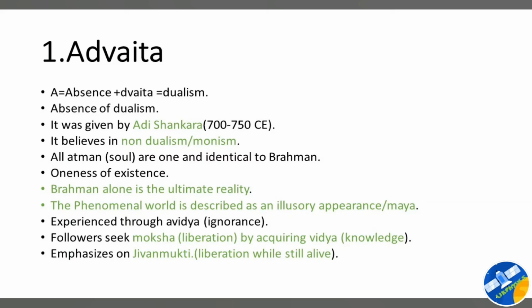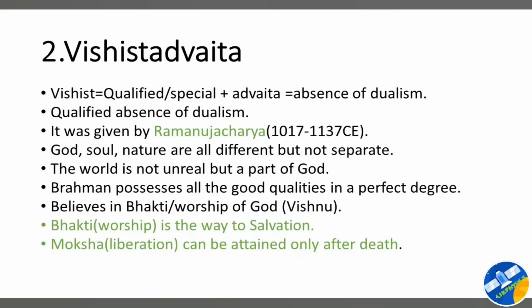Now let us look at the second one, that is the Vishisht Advait. This is made up of two words. Vishisht means qualified or special, and Advait means absence of dualism. Thus together, it means qualified absence of dualism. It was given by Ramanujacharya. This school says that God, soul, nature are all different but not separate. Unlike Advait, which said that the world is just illusory appearance or Maya, the Vishisht Advait said that the world is not unreal but a part of God. This school believes that Brahman possesses all the good qualities in a perfect degree. Believes in bhakti, worship of God Vishnu.